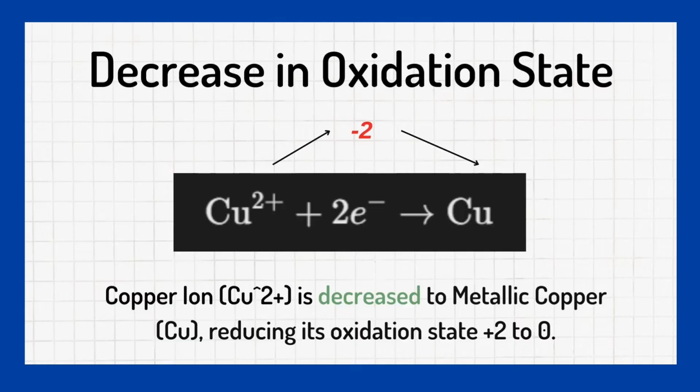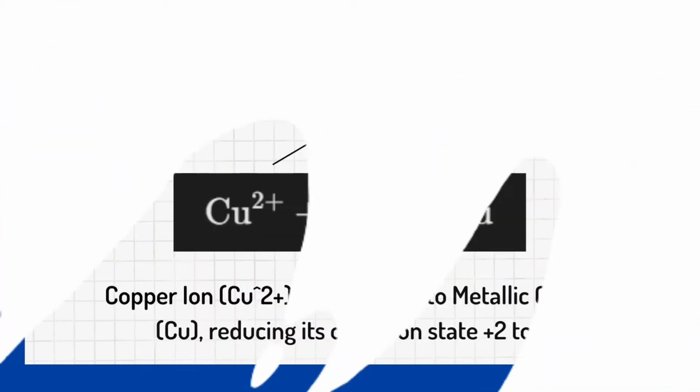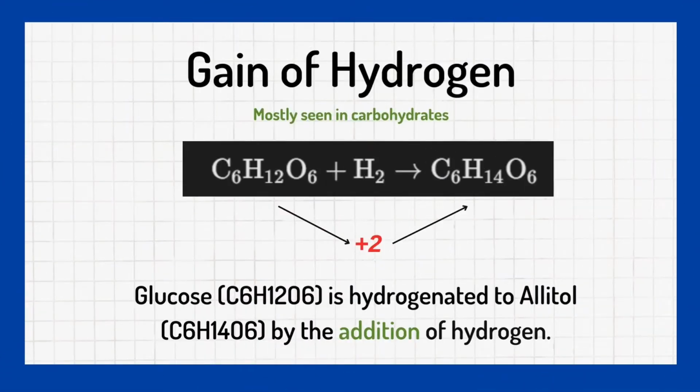This is the decrease in the oxidation state. Here's an example of a copper ion having an oxidation state of positive 2, being added with 2 electrons. Since the copper ion has a positive 2 charge, it already has a reserve for the electrons when added, leading to a product that cancels out both the negatively charged electrons and the positively charged copper ion, leading to metallic copper in its neutral state.